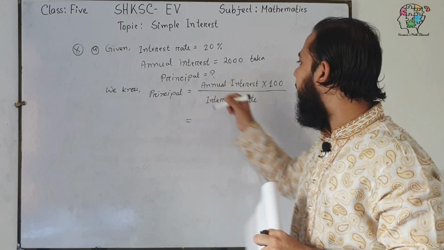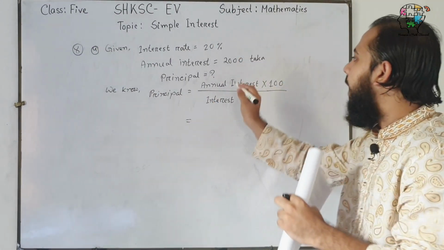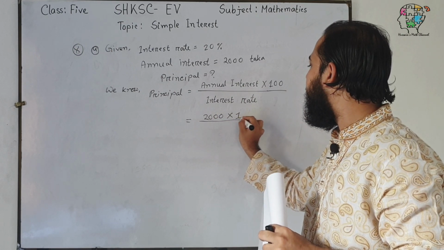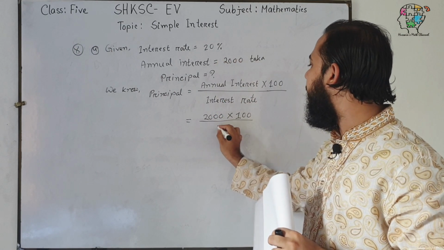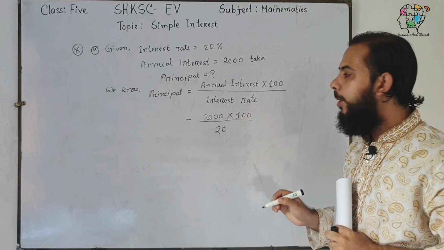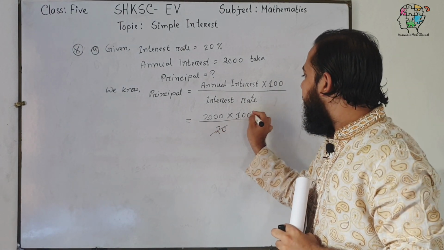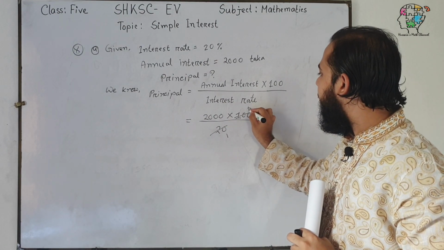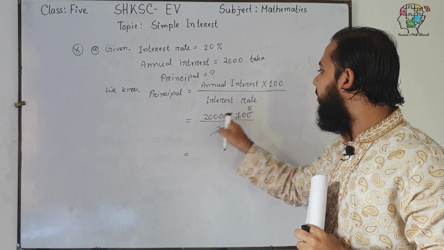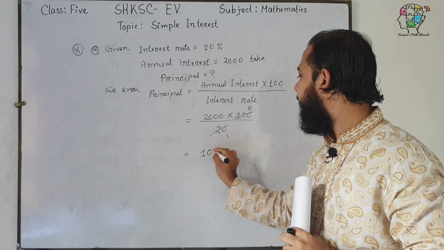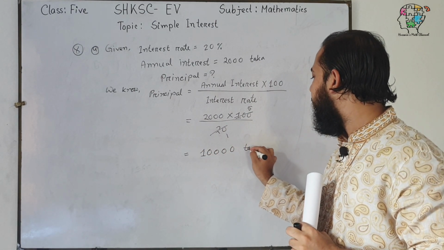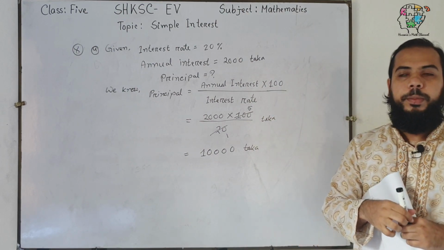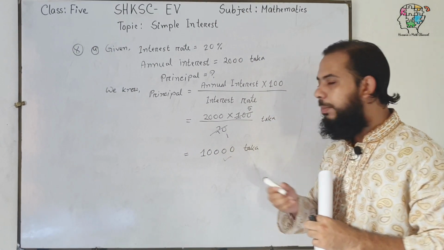Now if we put in the values, annual interest is 2000 taka times 100, and the interest rate is 20%, already given, so we just write 20. Now if we divide 100 by 20, 20 fives are 100, and 5 times 2000 is 10,000 taka. So this is our principal amount, which is our answer to A.